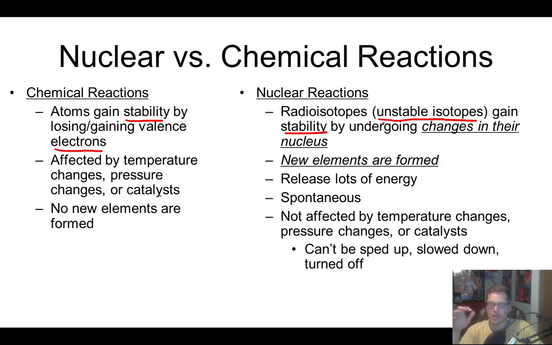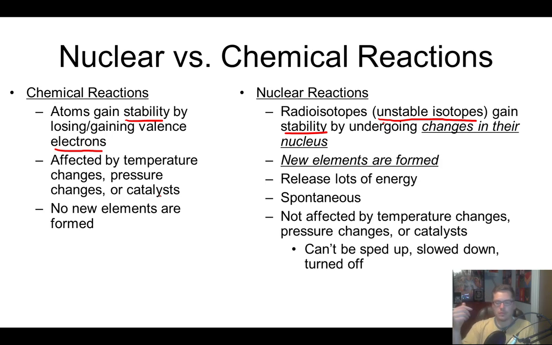There was a chemical reaction that occurred when you cracked that glow stick. It started mixing two chemicals together, and you could slow it down by putting it in the freezer. That does not work in a nuclear reaction. As soon as that thing starts to decay or react, you can't slow it down. It's already starting all on its own.